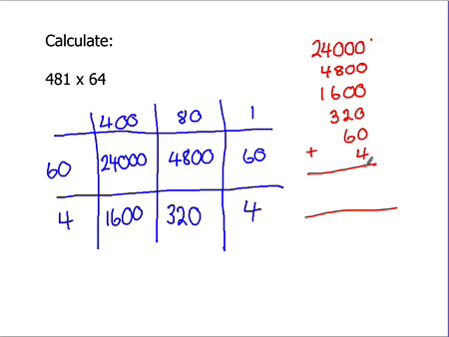So first one is 4, and 2 and 6 is going to give me 8. The next one we've got 8 add 6, which is 14, add another 3 is 17. And we've got 4, add 4 is 8, add the 1 is 9, add the 1 I've carried gives me 10, and 2 plus the 1 I've carried gives me 30,784.